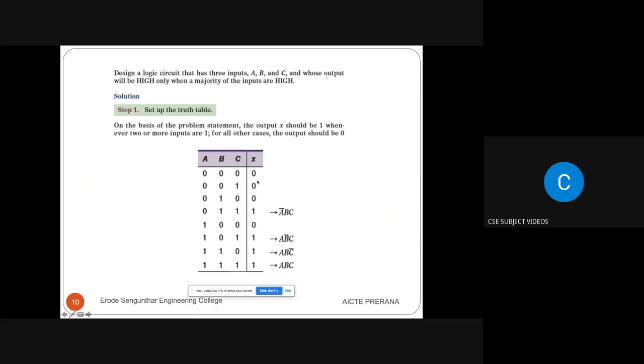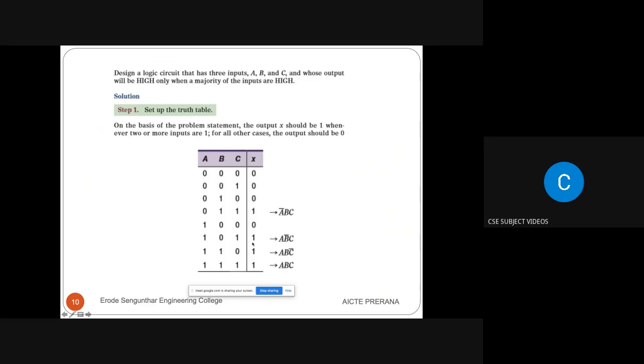After forming the truth table, we have to find the Boolean function. So how do we find the Boolean function? With the help of the Karnaugh map, we are able to find the Boolean function. So how are we going to apply the K-map? For this, from the output column of the truth table, we have to find the sum of minterms.